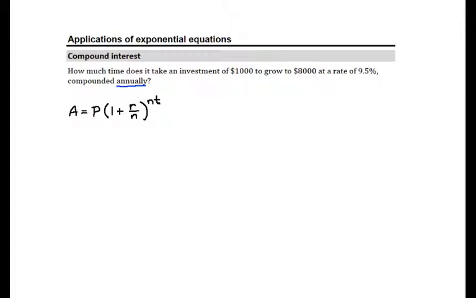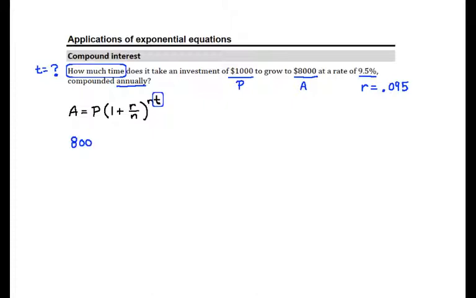So in this, an investment of $1,000, that is my principal, to grow to $8,000, that is my amount, at a rate of 9.5%, that gives me r as a decimal, that would be 0.095. And the question here, how much time, suggests that the thing I don't know is really t. We can already see how this is going to become an exponential equation because my unknown t is in the exponent.